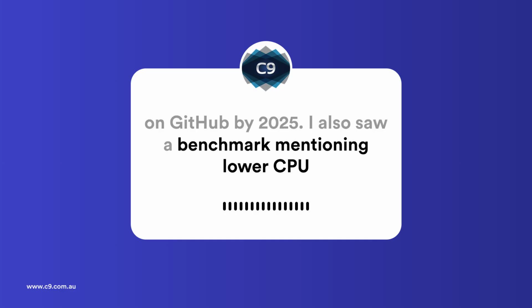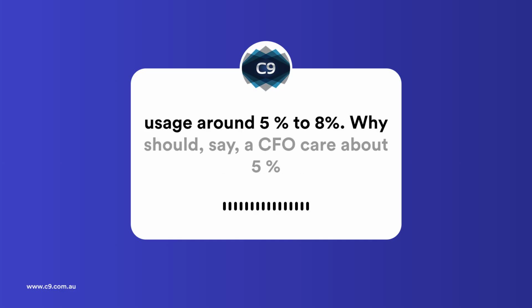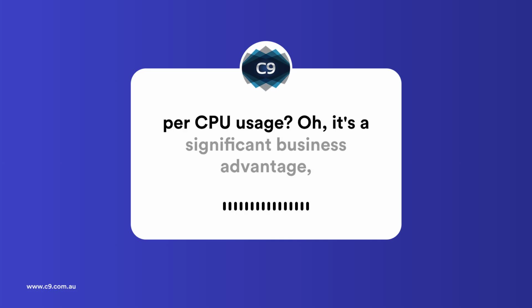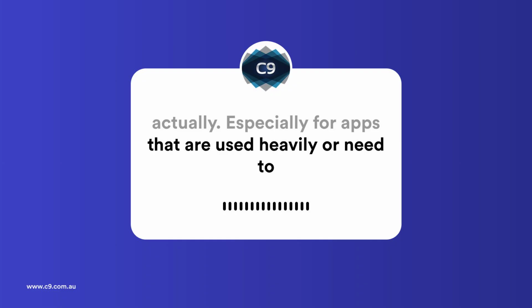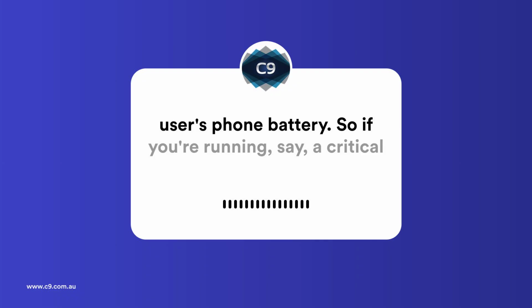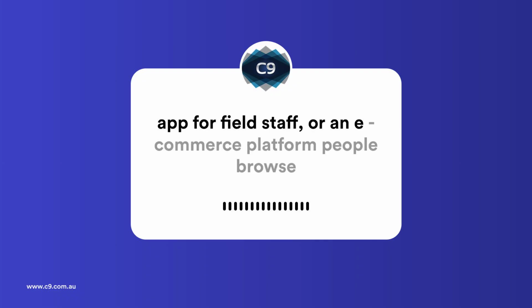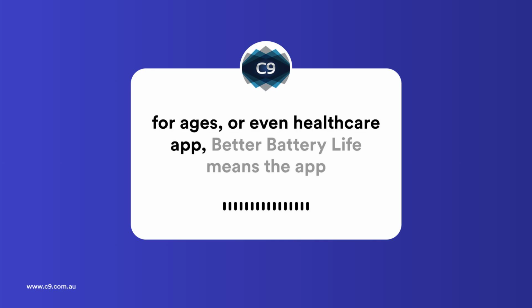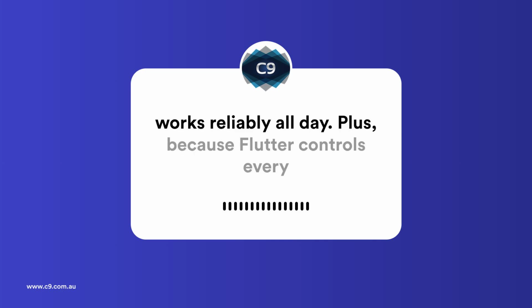I also saw a benchmark mentioning lower CPU usage around 5 to 8%. Why should, say, a CFO care about 5% CPU usage? Oh, it's a significant business advantage, actually, especially for apps that are used heavily or need to run complex processes. Lower CPU usage means less drain on the user's phone battery. So if you're running, say, a critical app for field staff or an e-commerce platform people browse for ages, or even a healthcare app, better battery life means the app works reliably all day.